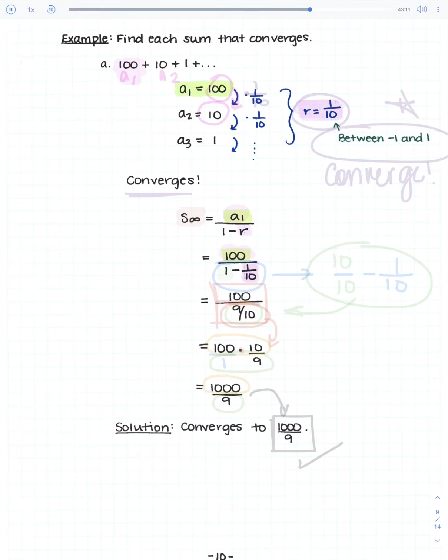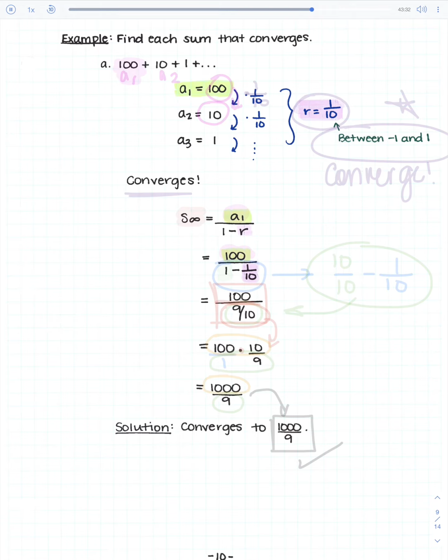Take a look at some examples. So in order to figure out if something's going to converge or diverge as a geometric series, well, then I need to look at what is its R, meaning what am I multiplying by to get from one term to the next? What's my common ratio?